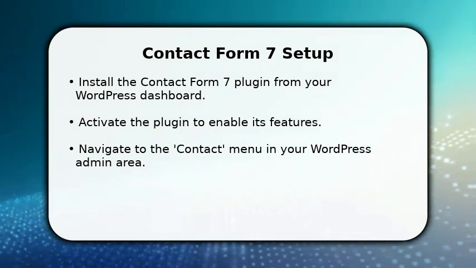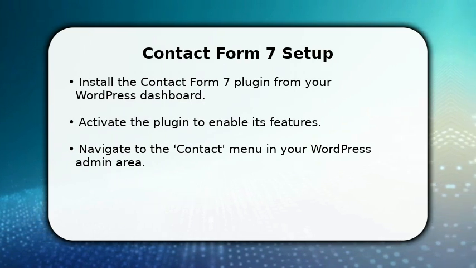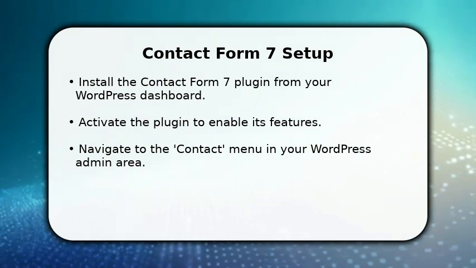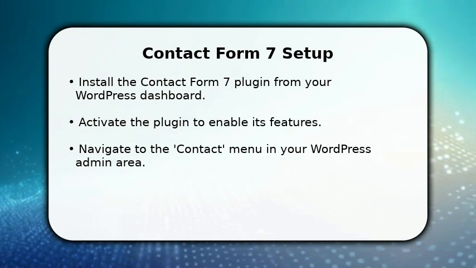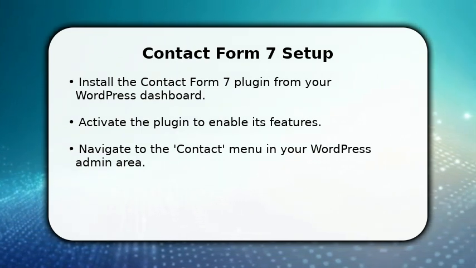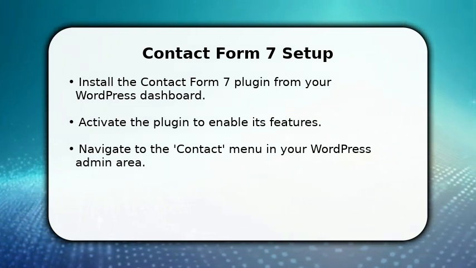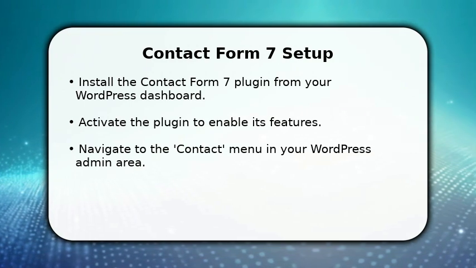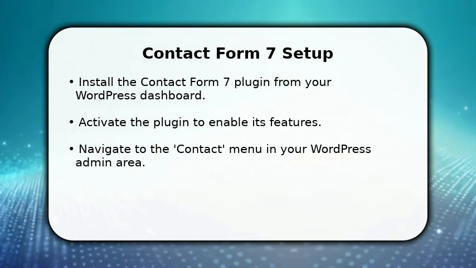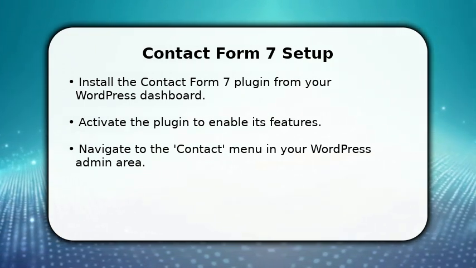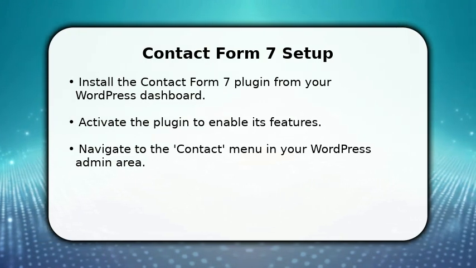First, log into your WordPress dashboard and go to the Plugins section. Search for Contact Form 7 and click Install Now. After installation, make sure to activate the plugin. This essential step enables all the powerful features you'll need to create custom forms. Once activated, you'll find a new Contact menu item in your admin sidebar, ready for your first form.